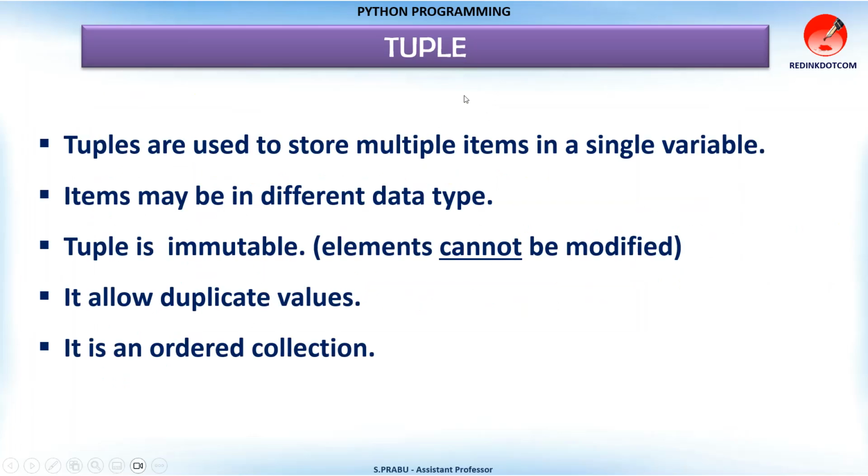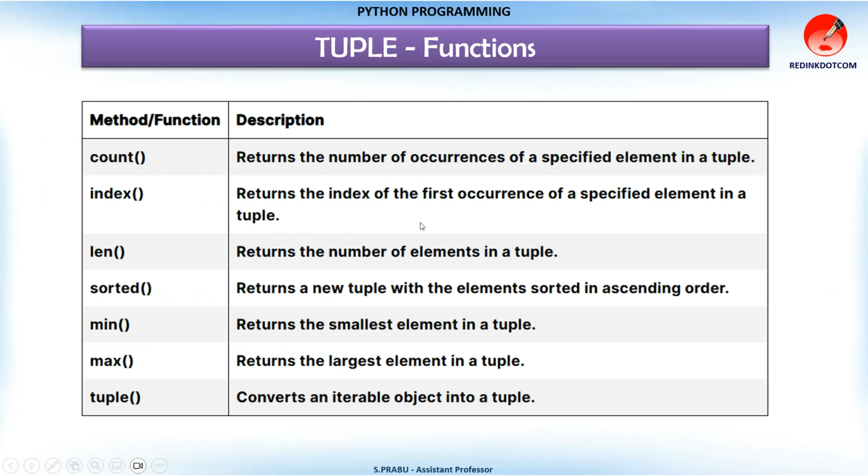The main difference between the tuple and list is that a tuple is immutable. That means once we create the tuple elements, we cannot modify them. A tuple also allows duplicate values and it is also an ordered collection. And these are all the tuple functions.